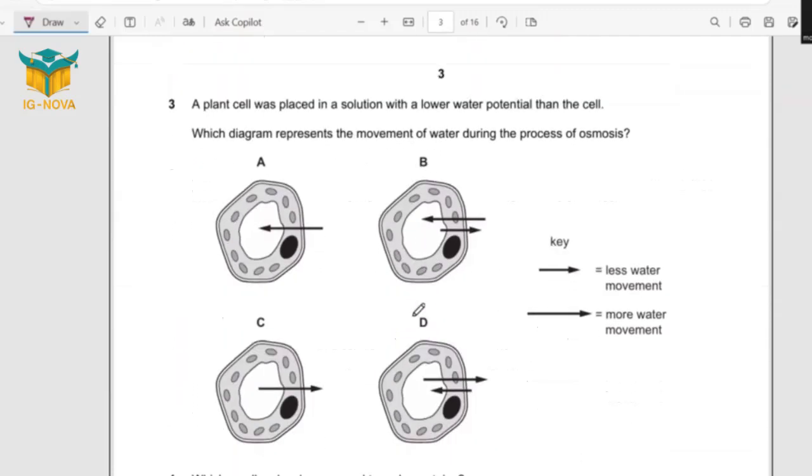Question 3, a plant cell was placed in a solution with lower water potential. So the plant cell has higher water potential. So net movement, overall movement, will occur from the plant to outside. Don't forget, water movement occurs every now and then, in all directions, that's why we say net movement. So we reject A and C from the beginning, so option D, because water will move out since the solution has less water. So exosmosis will occur.